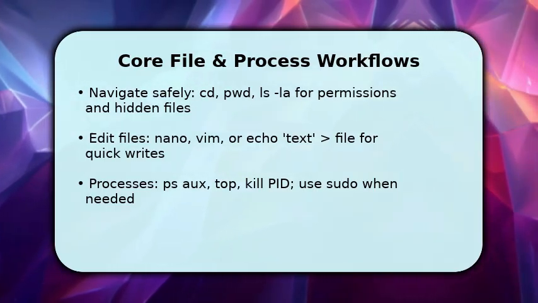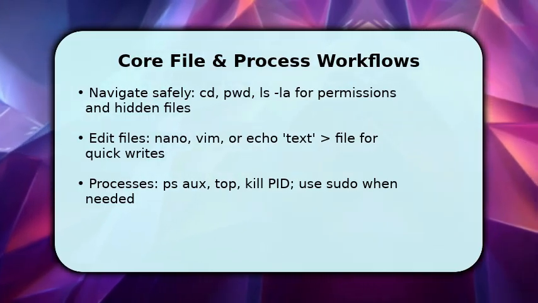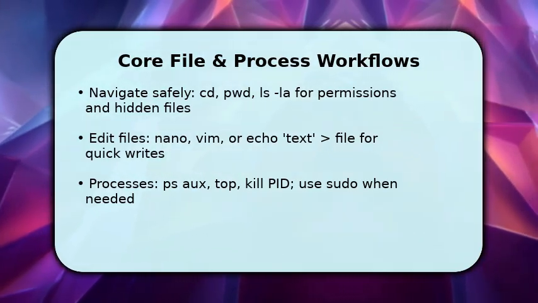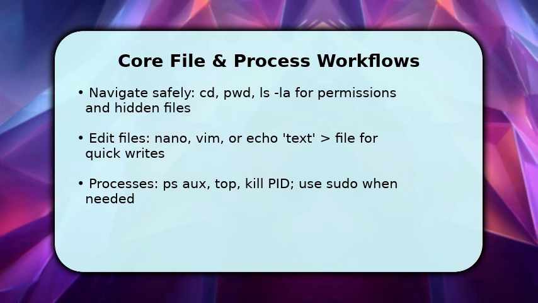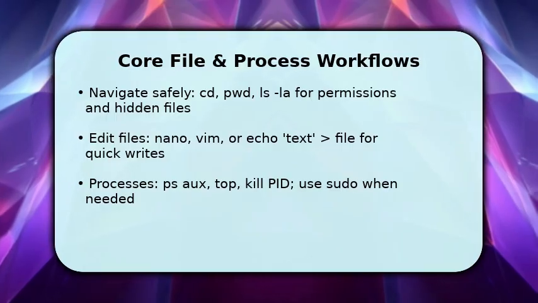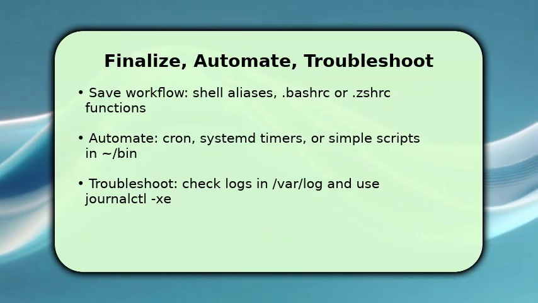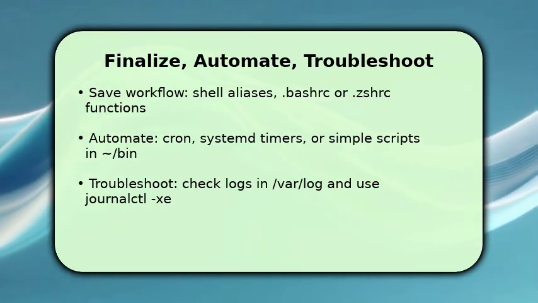For runtime management, list processes with ps aux or top, then gracefully stop one with kill PID or force with kill -9 only when needed. To finish, make your routine repeatable. Add aliases and functions to bashrc or zshrc and put small executables in ~/bin to keep commands consistent.